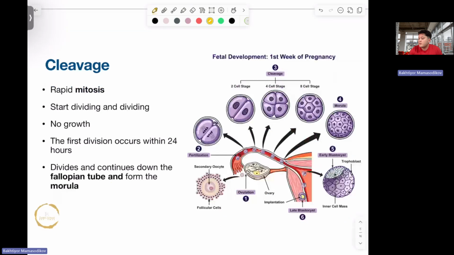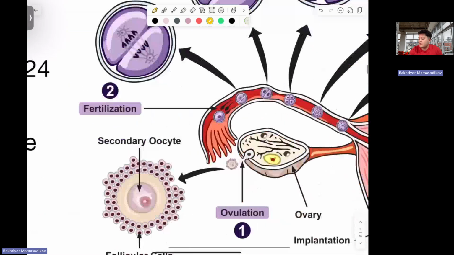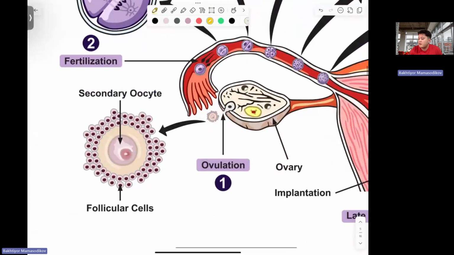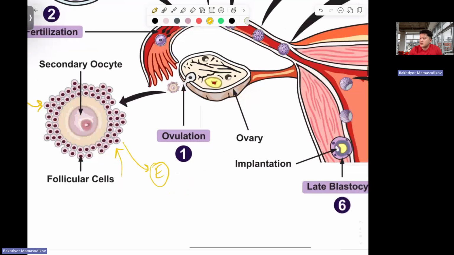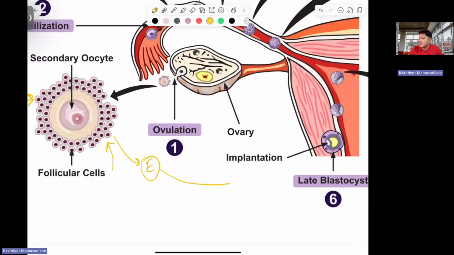So after the zygote formation, this is the fertilization process. So these are the follicular cells. As you can see, they release estrogen. What stimulates the follicular cells? FSH, which comes from the pituitary gland. So FSH comes to the follicular cells, which secrete estrogen. This estrogen is high in the proliferative phase of the uterine cycle, from day 6 until day 13. They are preparing the uterus for pregnancy.